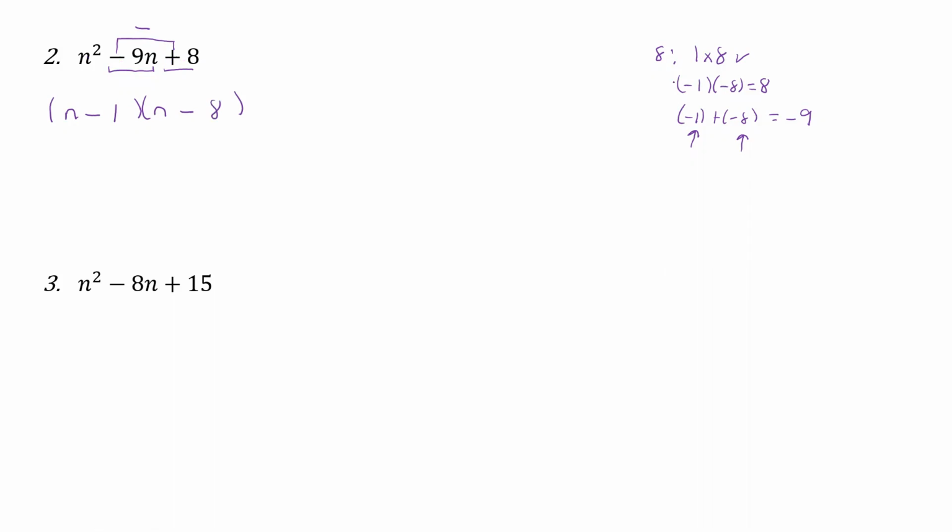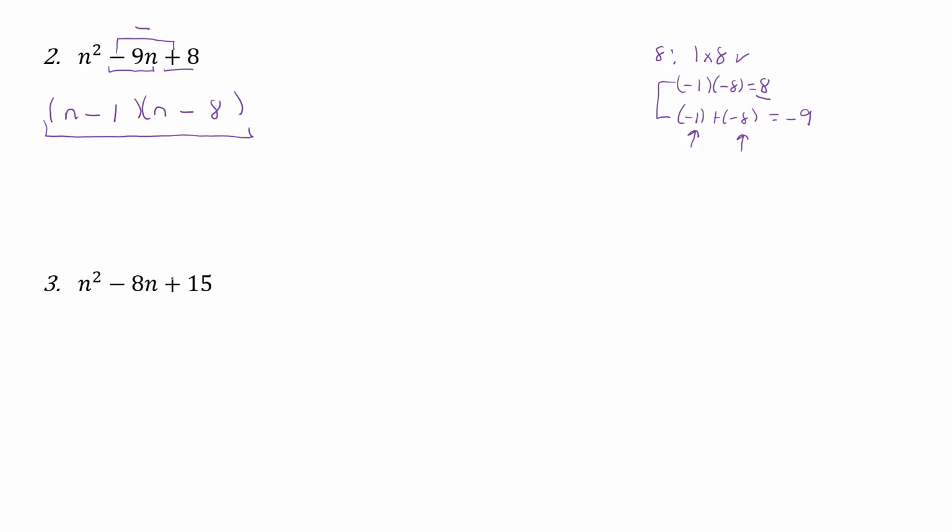But if I wanted to do it the full way, then I would say, okay, well, what's negative 1 times negative 8? Well, that's positive 8. Negative 1 plus negative 8, that's going to be the negative 9. And so then that would be my factored form of n squared minus 9n plus 8. And again, multiplying it back out, n squared minus 8n minus 1n, so that's going to give us minus 9n, and then plus 8 when we multiply that. So that would be how I would factor that one.